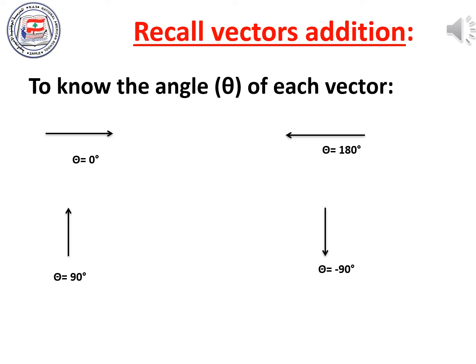First, if the vector is horizontal to the right, the angle is 0 degrees. If the vector is horizontal to the left, the angle is 180 degrees. If the vector is vertical and upwards, the angle is 90 degrees. And if the vector is vertical and downwards, the angle is negative 90 degrees. If the vector has an angle other than these 4 angles that I just stated, the angle will be given. So the angle is either given or it will be one of these 4 cases.